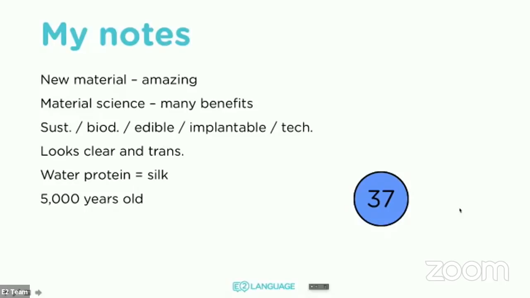The speaker was discussing an amazing new material, which is in fact an old material called silk. I can't remember if it was a he or a she, but he described what's called material science. And he talked about the many benefits of silk, which include its sustainability, its biodegradability. He also mentioned that it's edible, it's implantable, and it's technological. Silk looks clear and is transparent because it's made from water and protein. He said that silk has been around for 5 millennia and suggested it has great benefits.